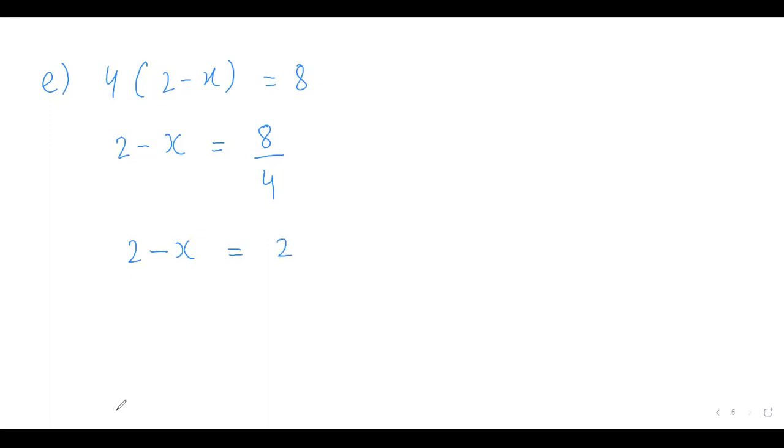Do you agree with this step? Now I am sending plus 2 to the other side. Then it will be minus 2. So minus x is equal to 0, or you can say x is equal to 0. Ma'am, I found out my mistake.